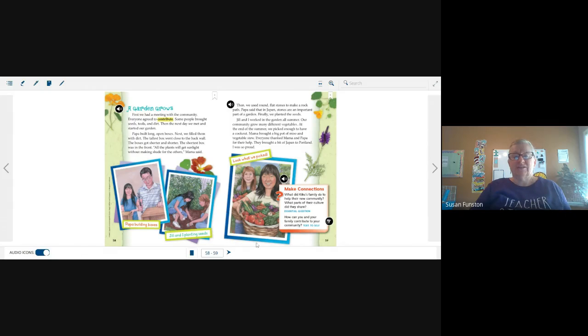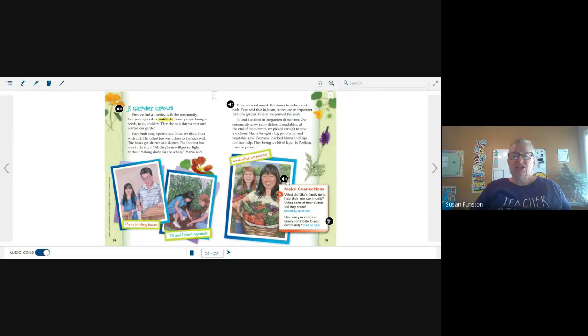So look at this. They grew lots and lots of vegetables. Now let's take a look at this last vocabulary word, which is contribute. So contribute is to give something. So everyone agreed to give something to help make the garden. Some people gave seeds, some people gave tools, some people gave dirt.